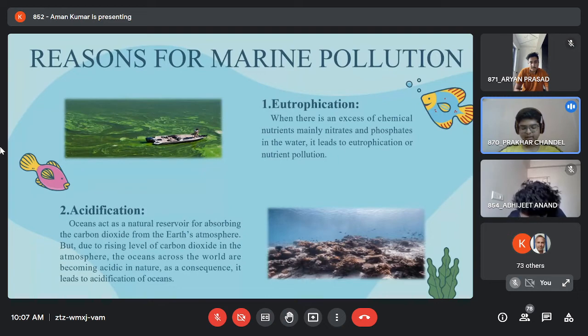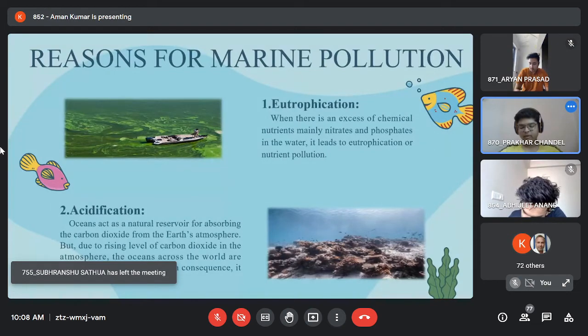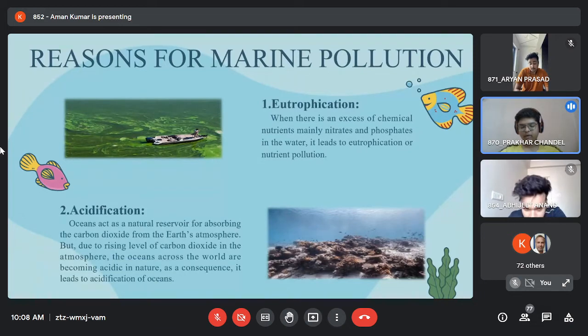Acidification. Oceans act as a natural reservoir for absorbing carbon dioxide from the Earth's atmosphere. But due to rising levels of carbon dioxide in the atmosphere, the oceans across the world are becoming acidic in nature. As a consequence, it leads to acidification of the ocean. Researchers and scientists have not been able to uncover the potential damage ocean acidification may have. But there is a strong concern that acidification might lead to dissolution of calcium carbonate structures that can affect shell formation in shellfish and also the corals.